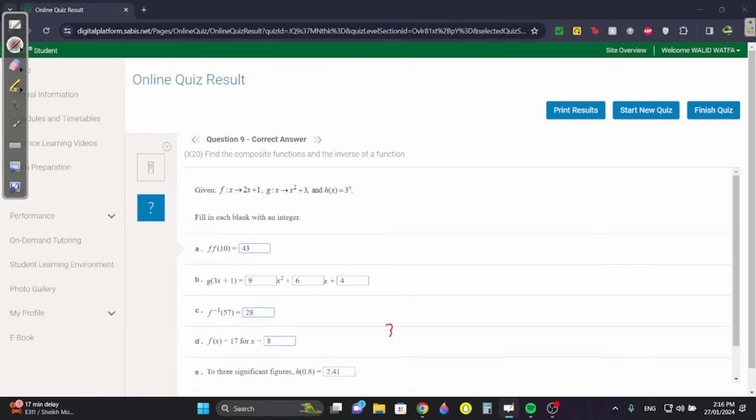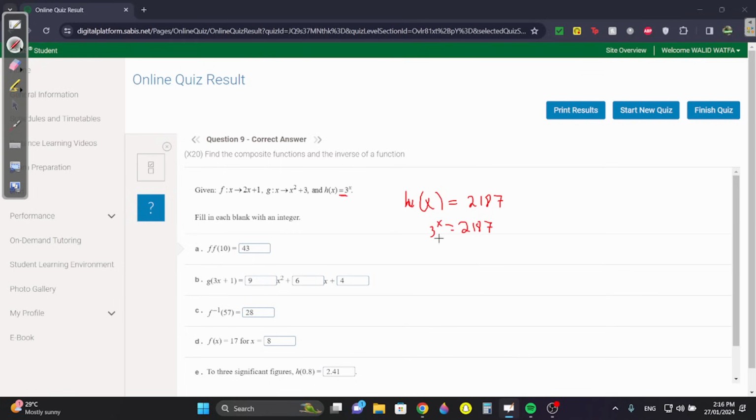H of x is 3 to the power of x. You just do 3 to the power of 0.8. You get 2.41. They want 3 significant figures. Okay, part F. They're saying h of x equals 2187. So that means you have to put 3 to the power of x equals 2187.